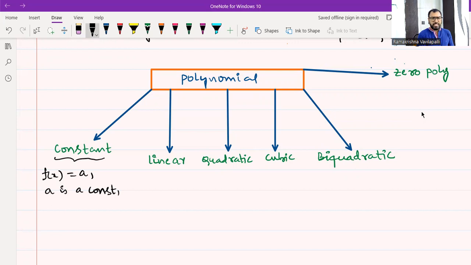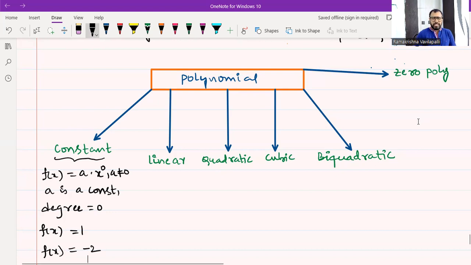And what is the degree? Here the degree of this polynomial is equal to 0. You can say a times x to the power of 0, where a is not equal to 0. It's a constant polynomial. f of x equal to 1, f of x equal to minus 2, these are all known as constant polynomials.